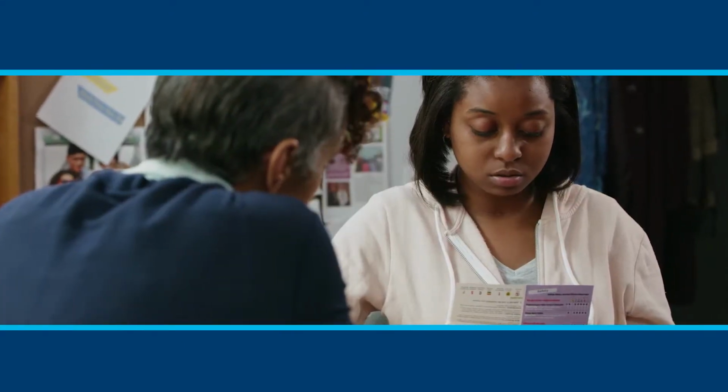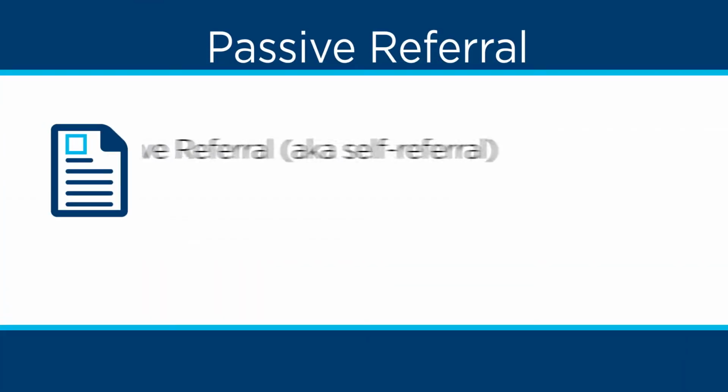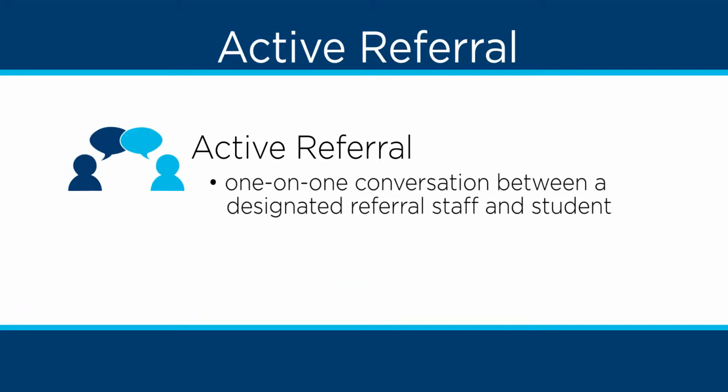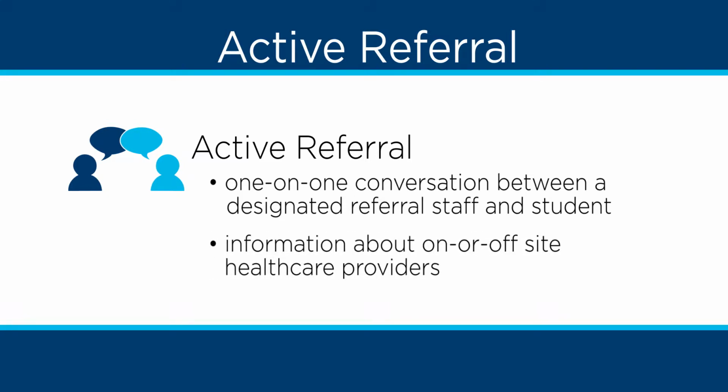There are two types of referrals, passive and active. Passive referrals can be made through making referral guides available to students and including information on referral resources in health education lessons. Active referrals are made through a one-on-one conversation between a designated referral staff and a student. The staff provide information about on- or off-site healthcare providers that results in a referral. In the video, you'll see an active referral demonstrated.